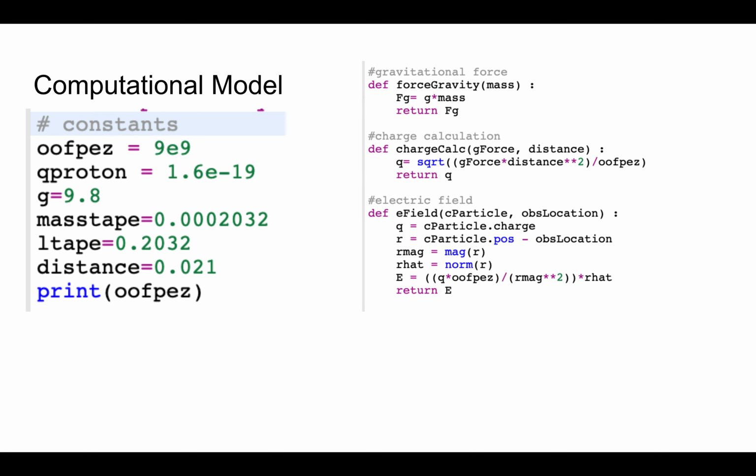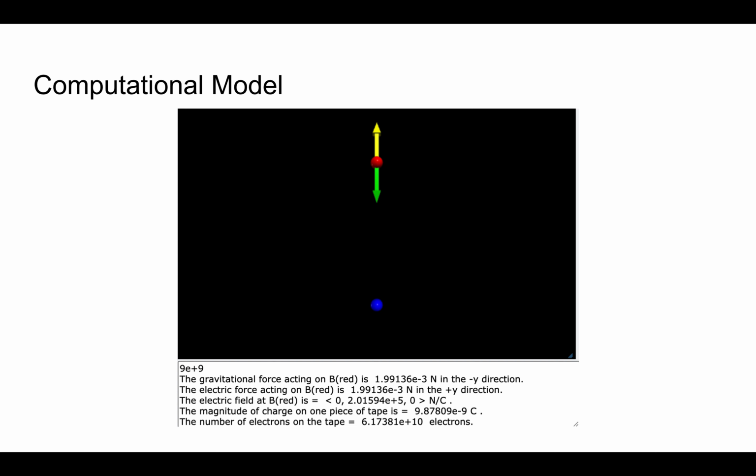Next, I created the computational model on GlowScript to model the behavior of the tapes as point charges as they interact with each other. I started by coding in the known and recorded values we discussed earlier, such as Coulomb's constant, the charge of a proton, and the physical property values of the tape. I then coded in the laws to calculate gravitational force, electric force, and the electric field of the tapes. After running the program, we observed the upward and downward forces acting on the floated tape with the yellow and green arrows. The code generated the downward gravitational force with the green arrow and the upward electrical force with the yellow arrow, and calculated the value of each.